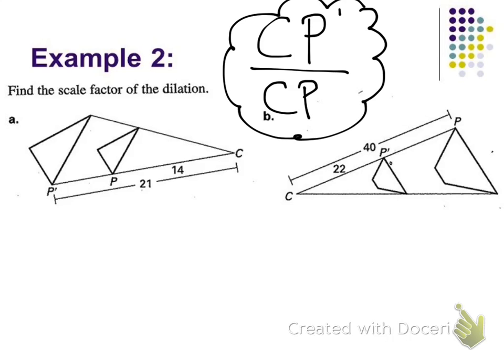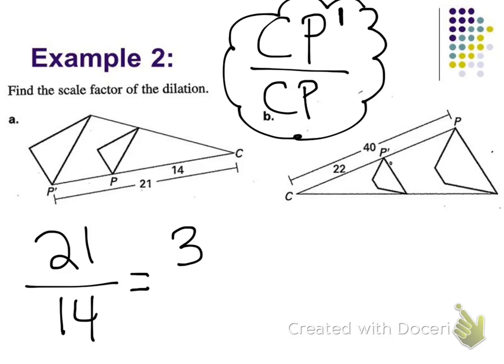So what's CP prime in part A? Anyone? We want CP prime on top. So what's C to P prime? What's the distance? 21. What's C to P? 14. Now 7 goes into both of those. 7 goes into 21 3 times. It goes into 14 twice. So it's 3/2.